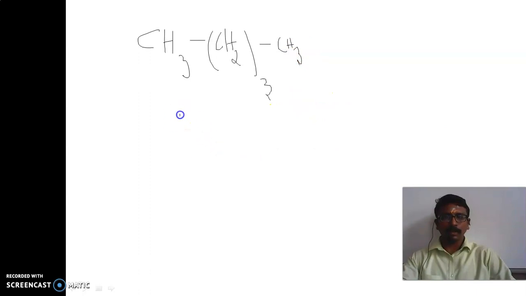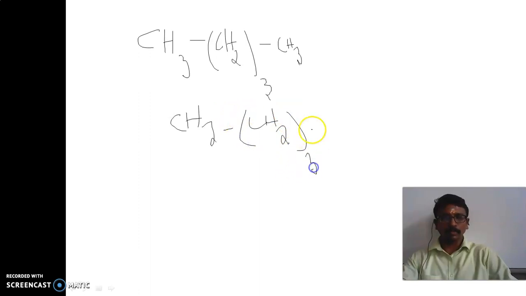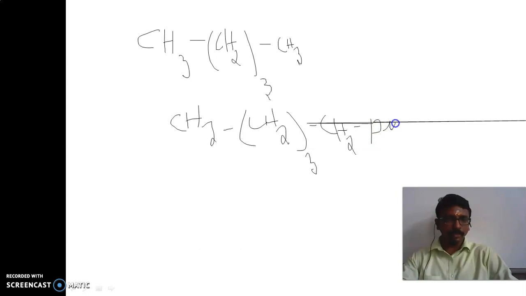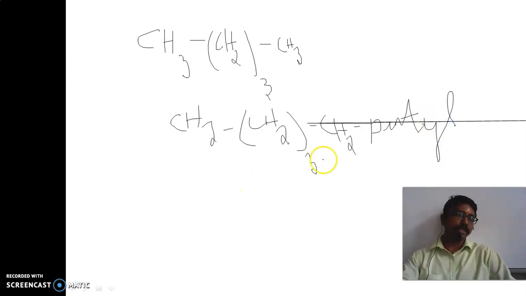What is the formula here, children? CH3, CH2 thrice, CH2. It is pentyl. So how many carbon is there? 5 carbon. What is the root word? Pent. So here one hydrogen is removed, so that it's alkyl group. Alkyl group means in that suffix we have to represent YL. It is pentyl.